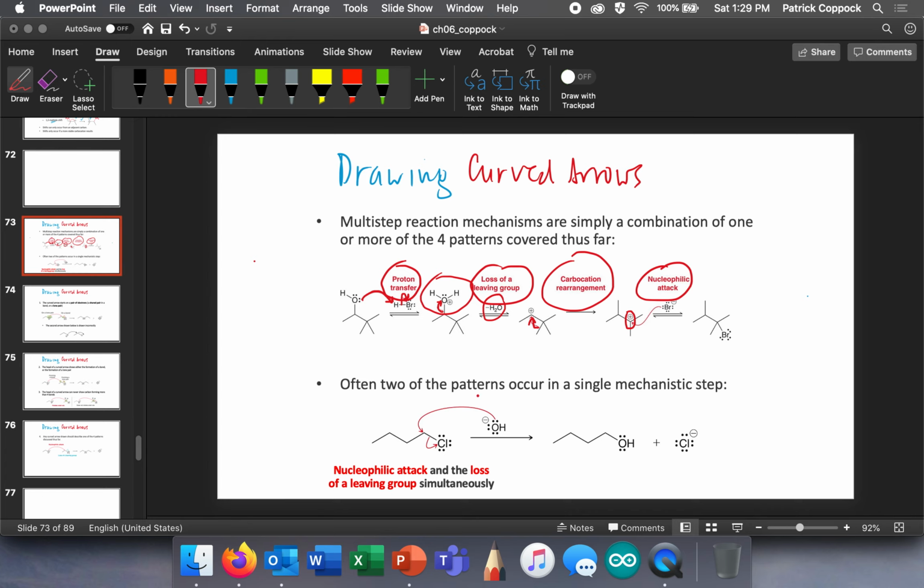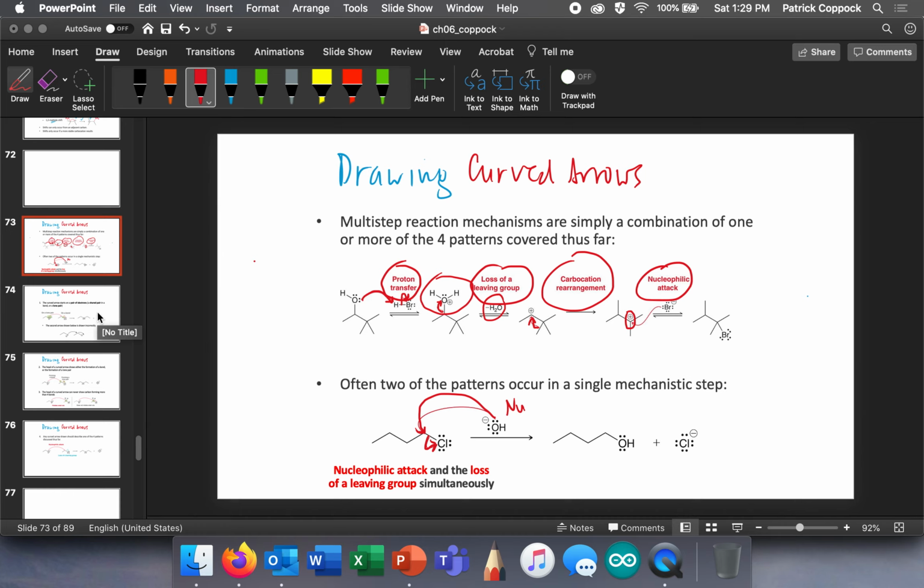Often 2 of the patterns occur in a single mechanistic step. So here I've got a nucleophile, there's my lone pair of electrons. Redraw my arrow. Lone pair of electrons, and then a leaving group. So a nucleophilic attack and the loss of a leaving group happen at the same time.